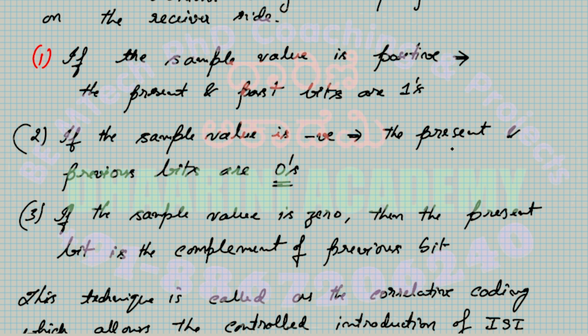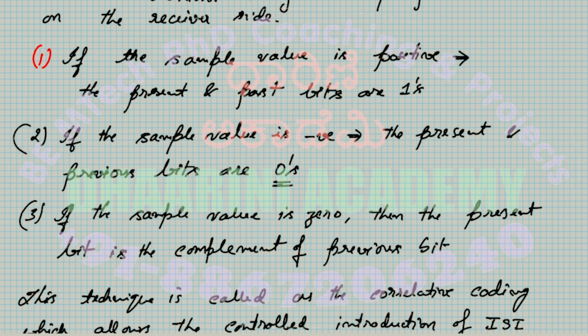Okay. The second point we understood earlier says that we received a value and that is negative. Whenever that is negative, I should understand that the present and the past bits are zeros. Right. Because both of them were negative, the sum is again negative. The third case is that if you have a sample value which is 0, then the present and the past bits are complements. One means the other one is 0. So right now I have 0, which means the other one is 1.